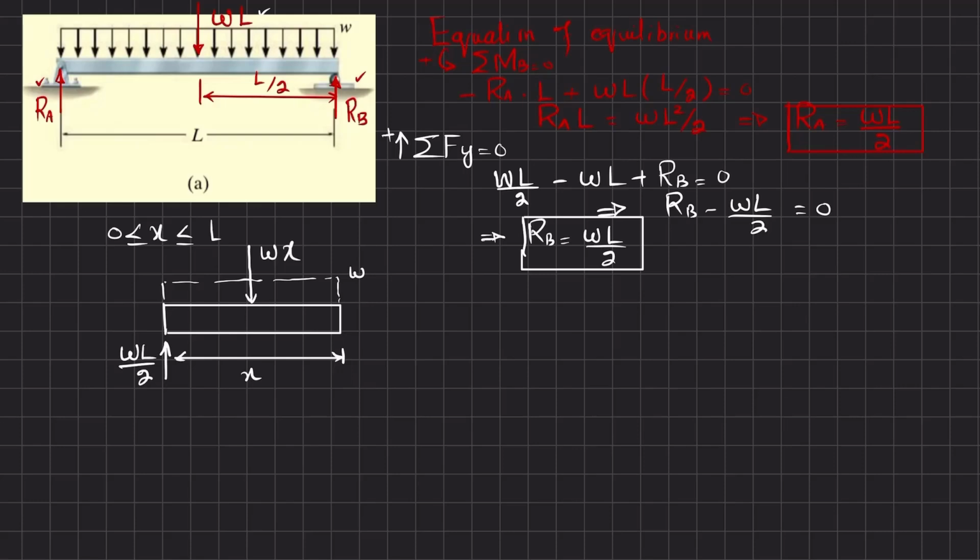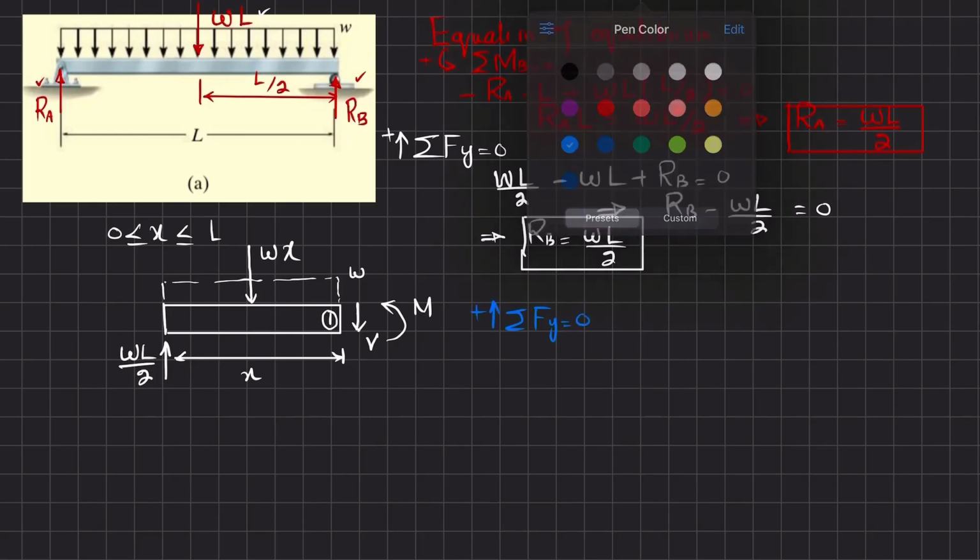And when you cut it at any distance, there will be a shear force and a reaction moment. Let this be M and this point 0.1. So we'll find this shear force and bending moment. First, the equilibrium condition: the sum of all forces in the y direction must be equal to 0.